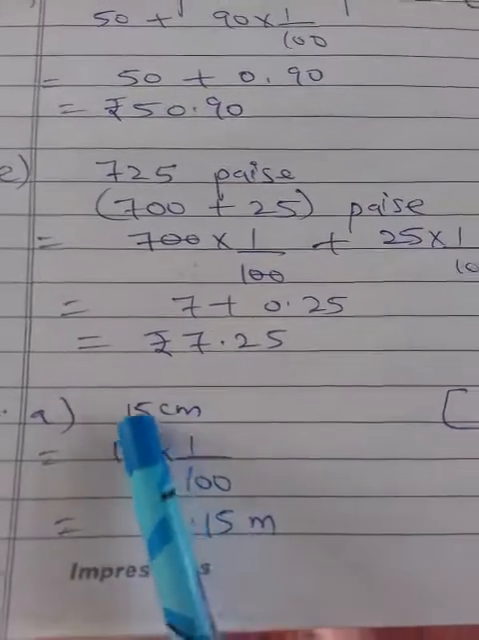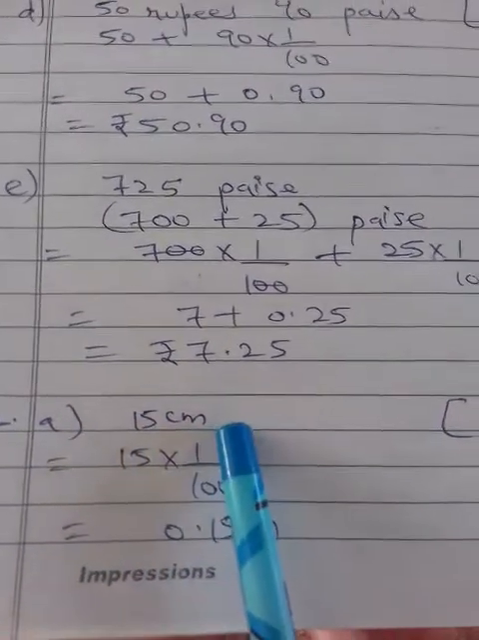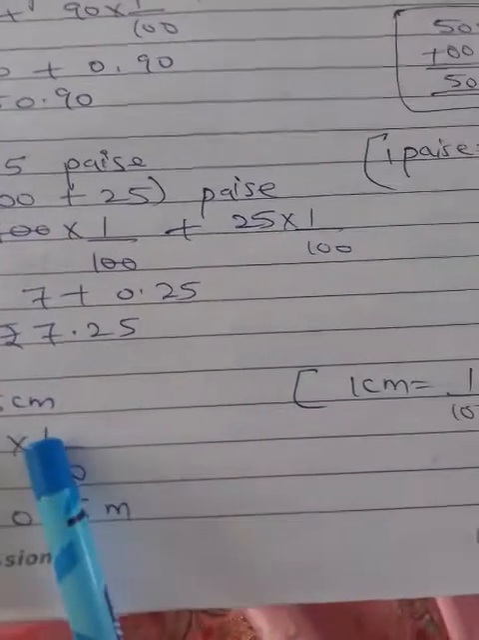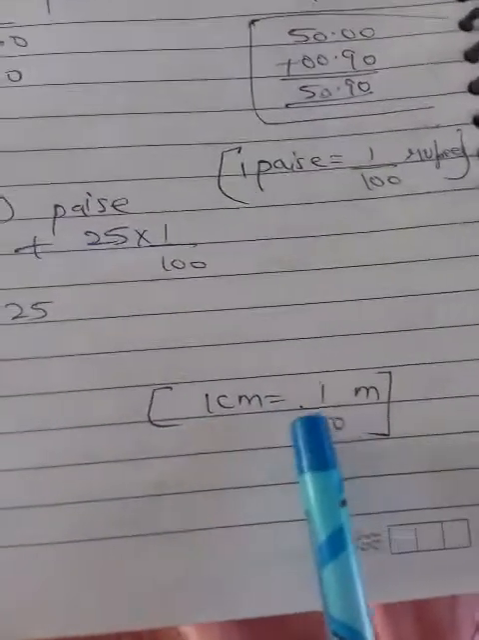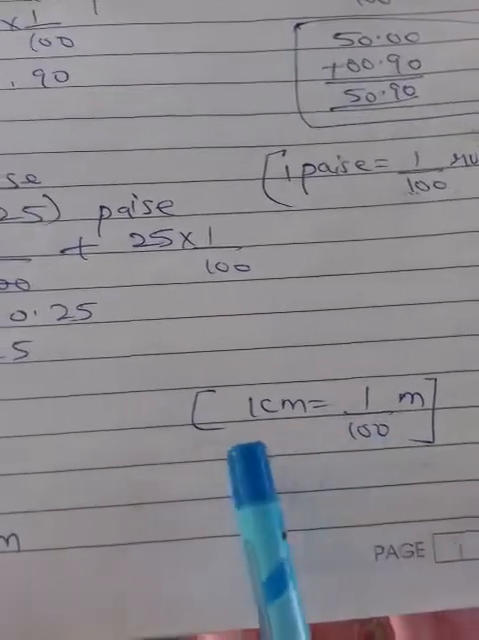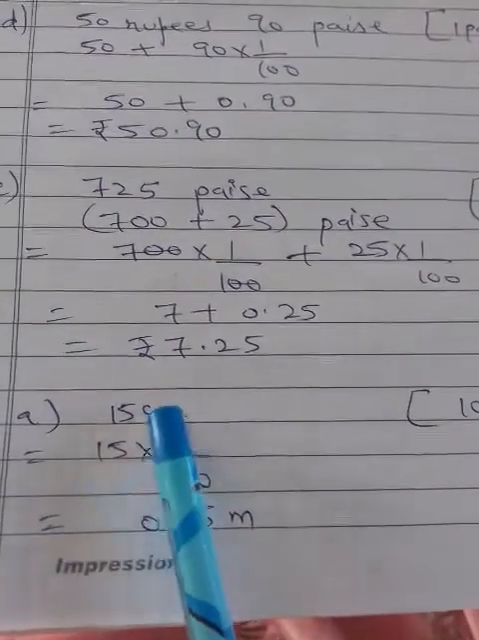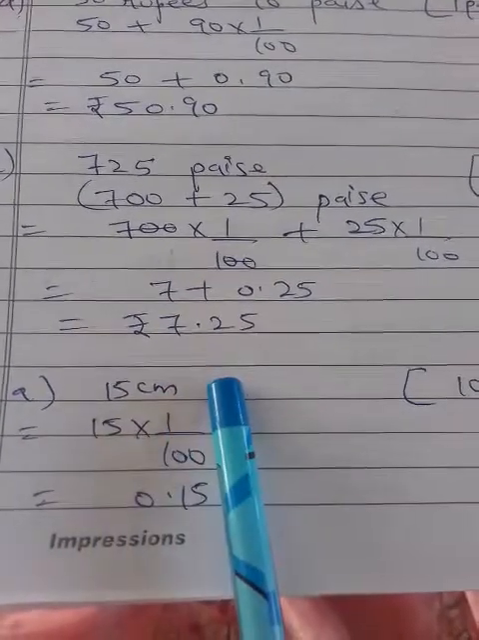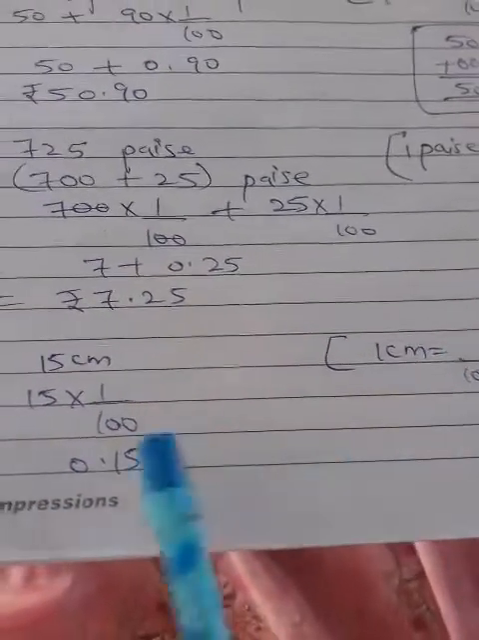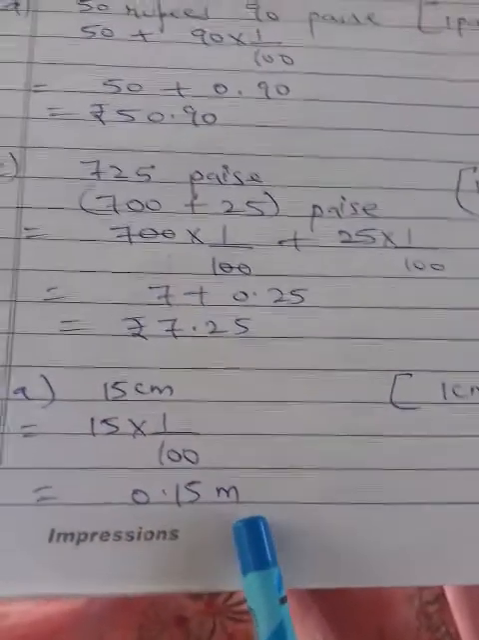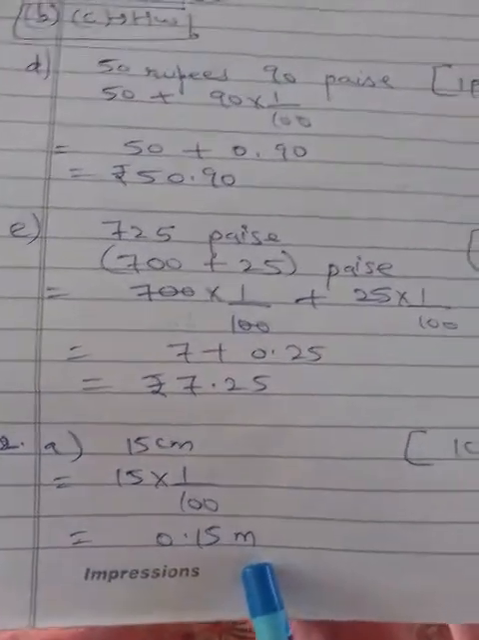Next, coming to question number 2, express as meters using decimals. Now we have to convert into meters. As meter is a greater unit than centimeter, 1 meter is equal to 100 centimeters, or we can say 1 centimeter is equal to 1 by 100 meter. We have to convert 15 centimeter into meter. So we will multiply by 1 by 100. Dividing 15 by 100, it gives 0.15 meter.